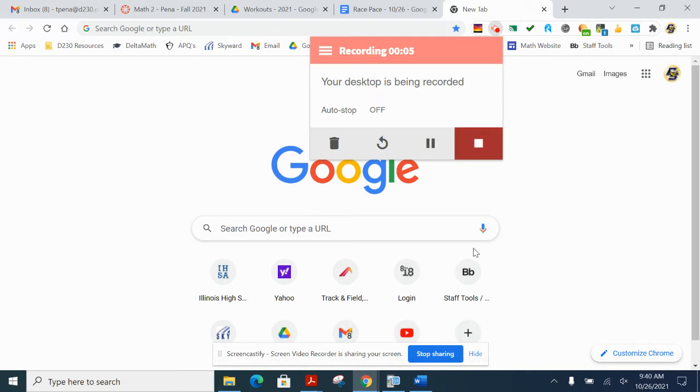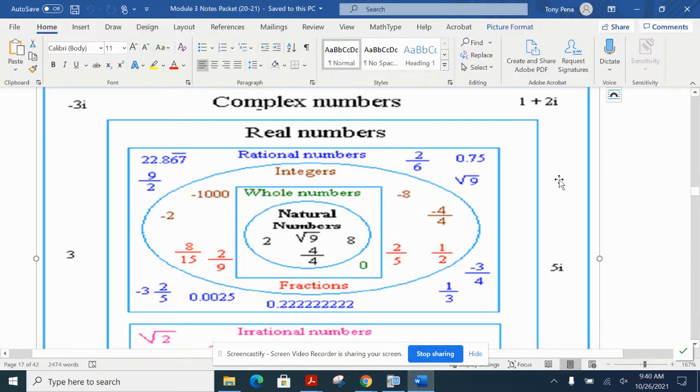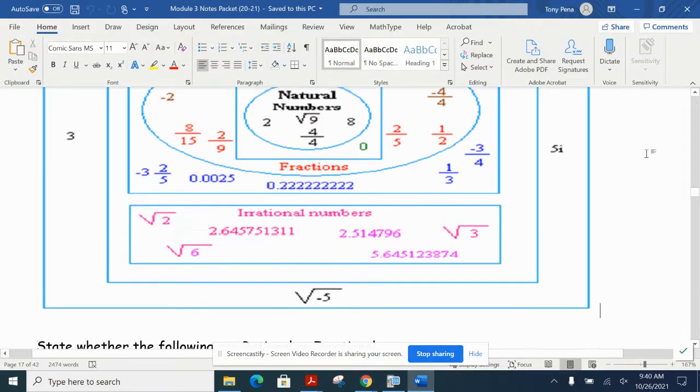Recording or no? Yeah. So when we look at this, I did not hear the beep. I think I have my volume down.